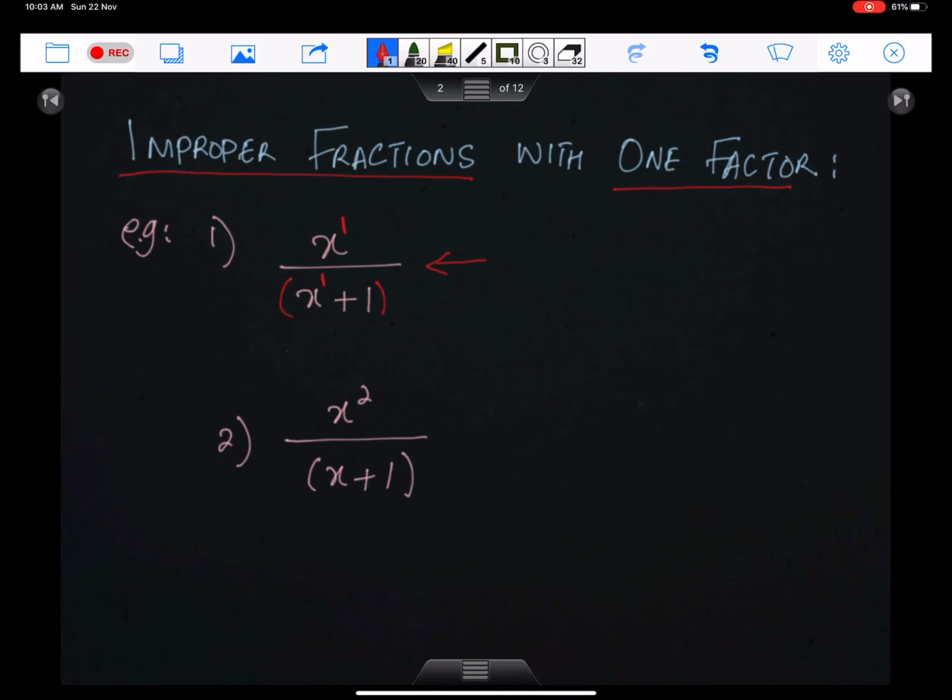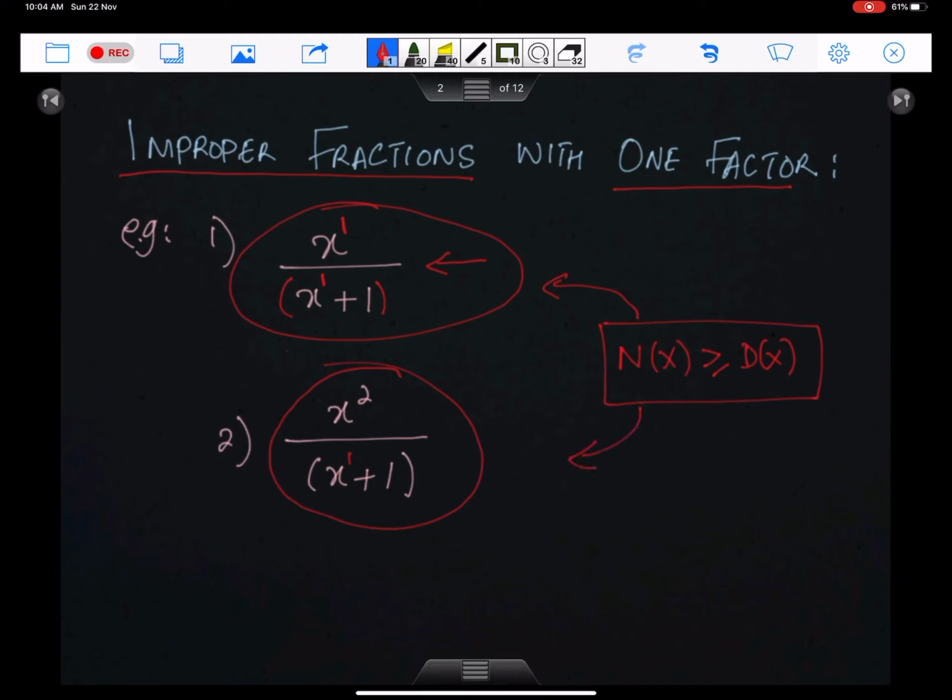So this is the improper fraction. If you observe the power of denominator and numerator, they have the same powers. When the power of the denominator and numerator are the same, the fraction is improper. And in this example, the power of the numerator is greater than the power of the denominator. Therefore, the fraction is still improper. So an improper fraction is one where the power of the numerator is either greater or equal to the power of the denominator. Here the power is equal and here the power is greater.